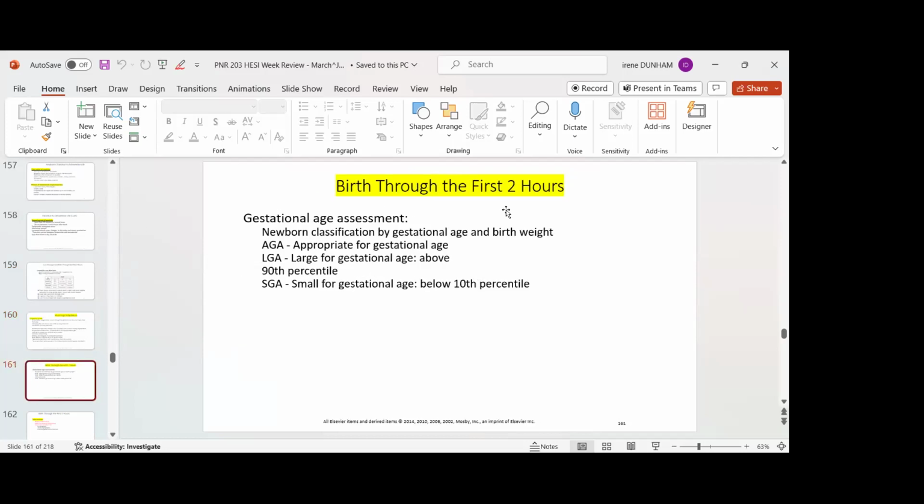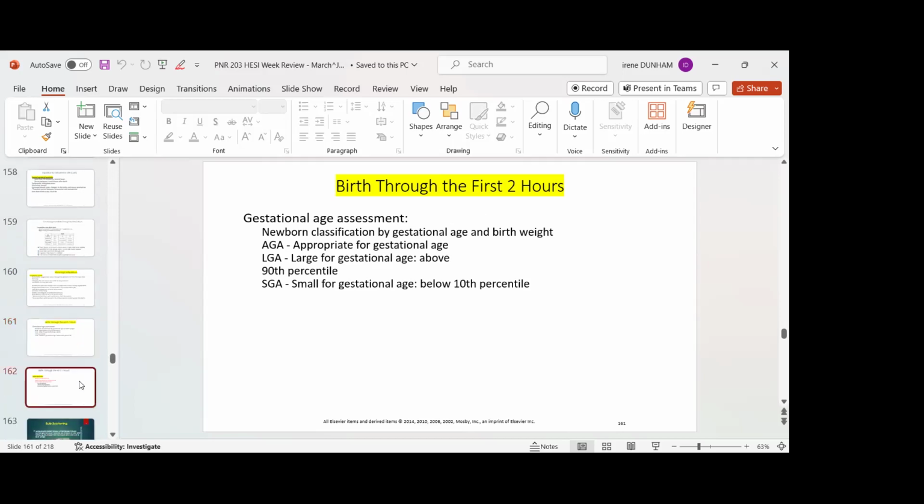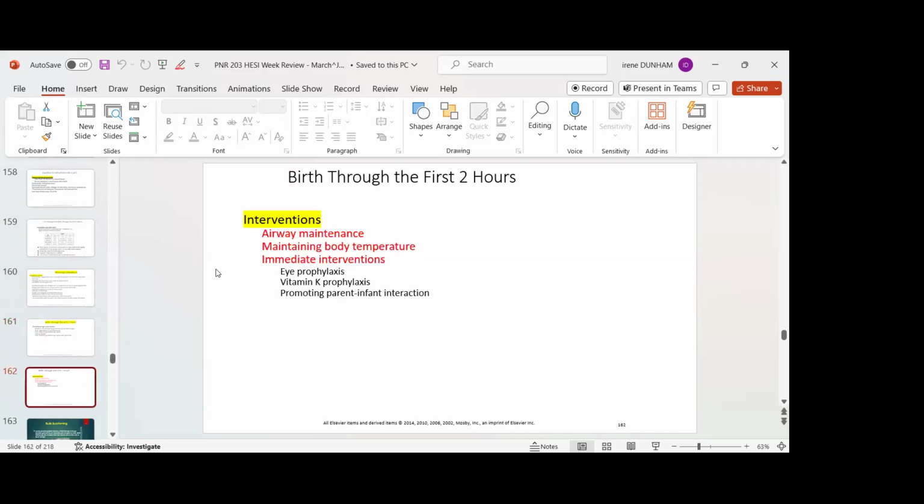I always say. Now, birth through the first 2 hours, you want to look at gestational age assessment. Is this newborn appropriate for gestational age? Is he large? That means he's over the 90th percentile. Or is he SGA, which is small for gestational age, which is below the 10th percentile. Those are things they look at in the nursery. And then always, always, always, airway maintenance is utmost. Maintain body temperature.